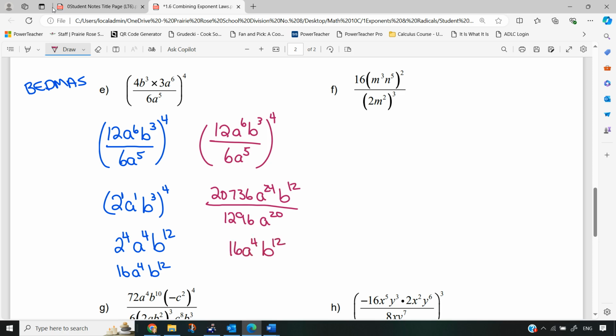So you'll notice that these give me the same answers, but I just got there in a different way. So as long as you're following the rules of math, you're following order of operations, you're following your exponent laws, there's more than one way to get to that answer.